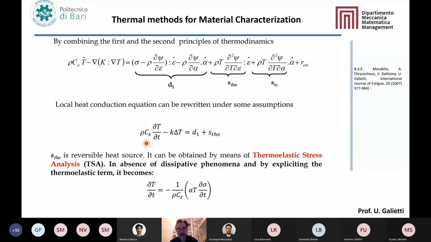that relates the change of temperature of a solid body to the heat exchange with the environment, to the energy that is dissipated inside the material, and to the thermoelastic source that, as you saw before, assumes the form that you can see in this equation.